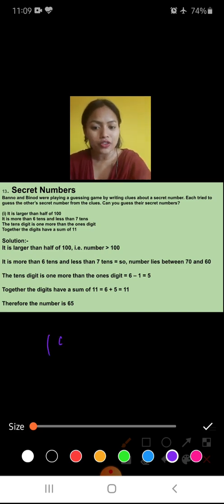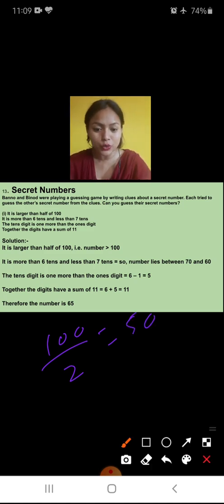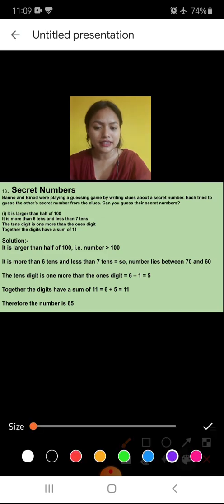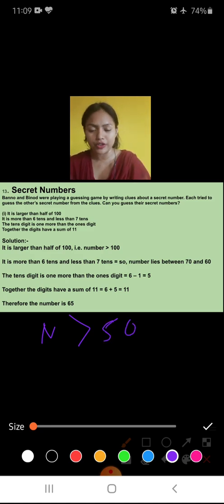It is given that the number is larger than half of 100. So half of 100 is how much? Half of 100 is 50. So the number is greater than 50. So the first clue is that the number is greater than 50, half of 100. Okay, next: it is more than 6 tens and less than 7 tens.